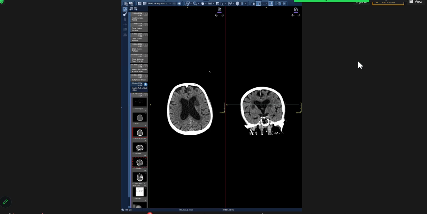CT scan brain axial sections taken in the unenhanced phase. Axial and the coronal images are provided. In these images, I can appreciate that there is dilatation of bilateral lateral ventricles, which is more pronounced as compared to the extracerebral CSF spaces. Moreover, almost symmetrical bilateral hypodensities are noted in bilateral corona radiata.